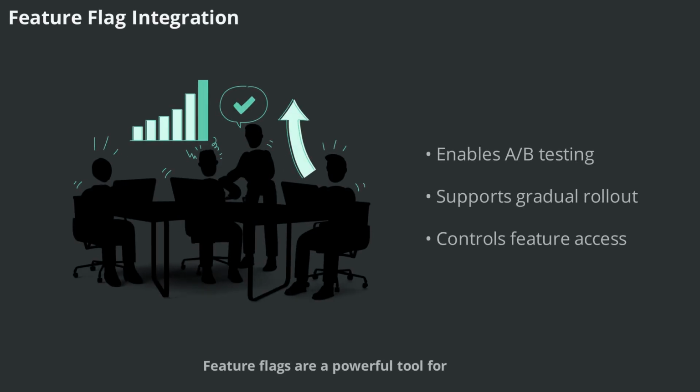Feature flags are a powerful tool for controlling access to new or experimental features. Integrating feature flag checks into your deep linking pipeline allows you to enable or disable features dynamically. This is especially useful for A/B testing, gradual rollouts, or restricting access to beta features. Centralized feature flag management keeps your app flexible and responsive to changing requirements.